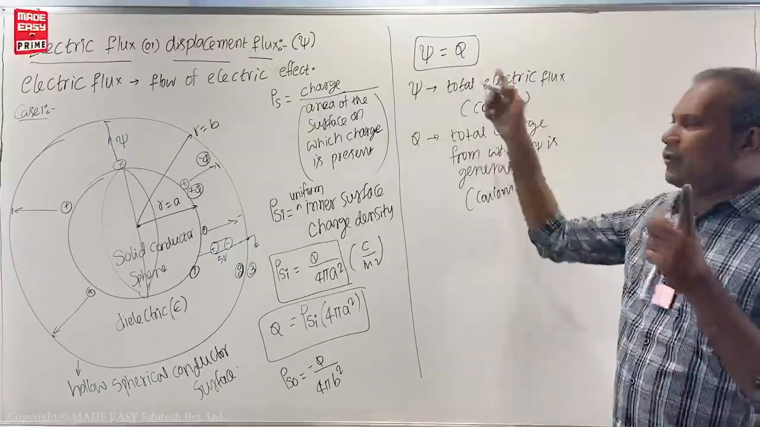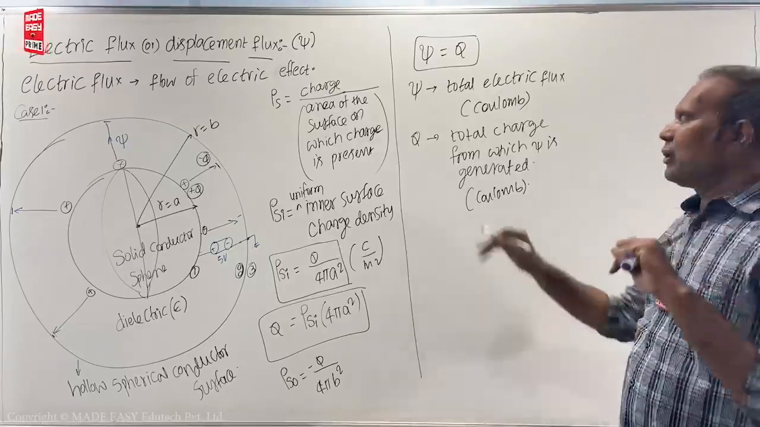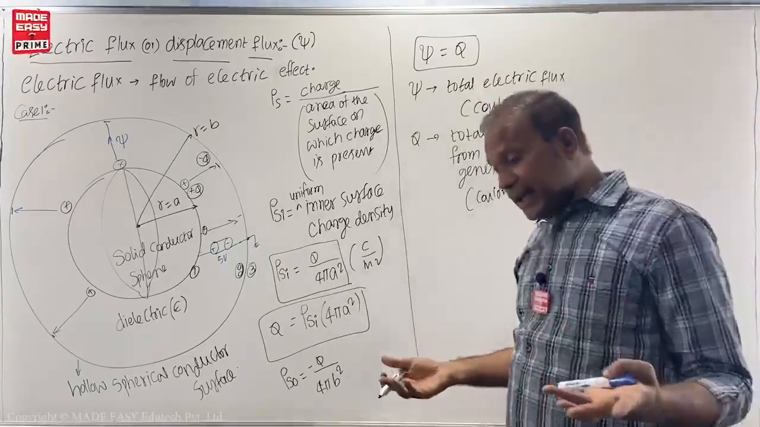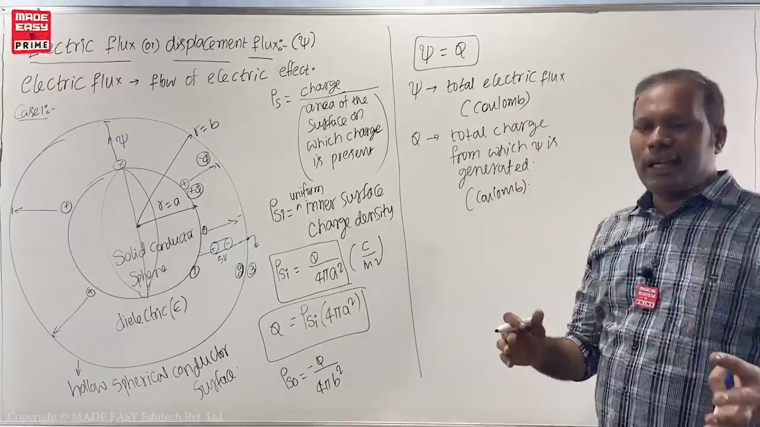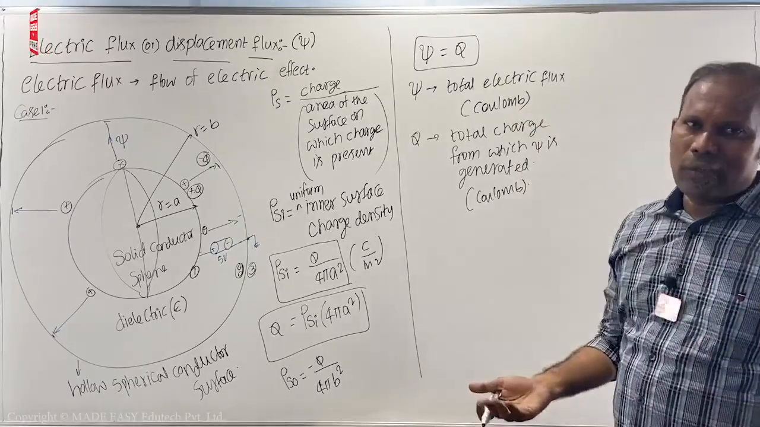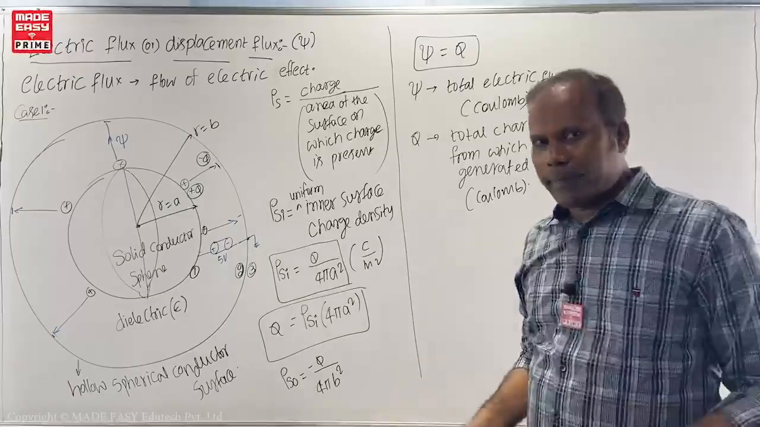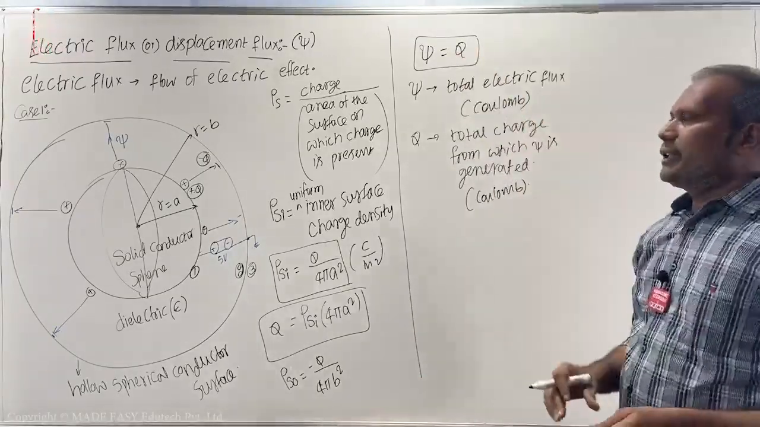Actually, this is the perfect definition, not that one, because if you divide by epsilon naught, which is 8.854 times 10 power minus 12, a constant, you are simply dividing by a constant. Then the units will change, nothing else will happen. So this is the actual definition in engineering books.